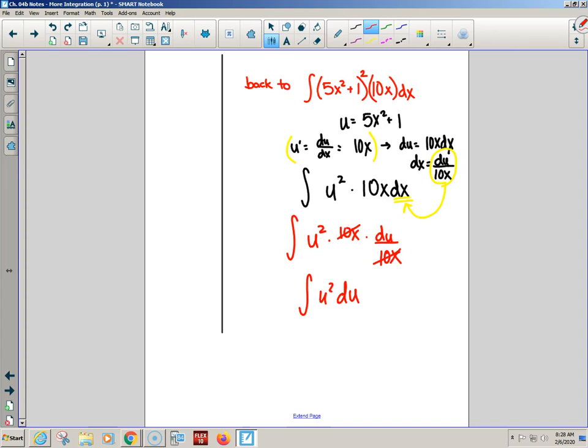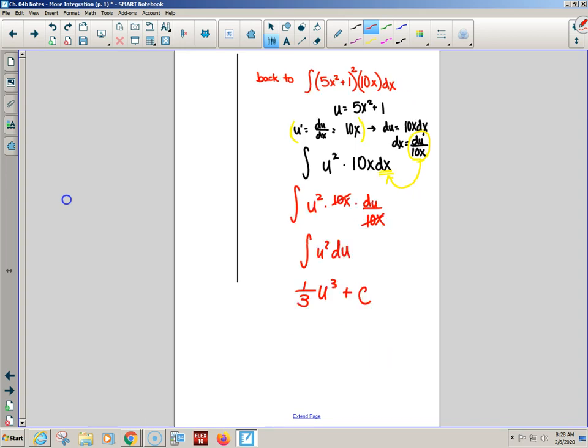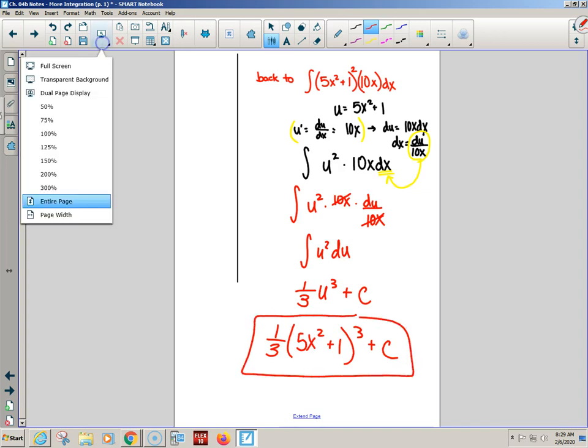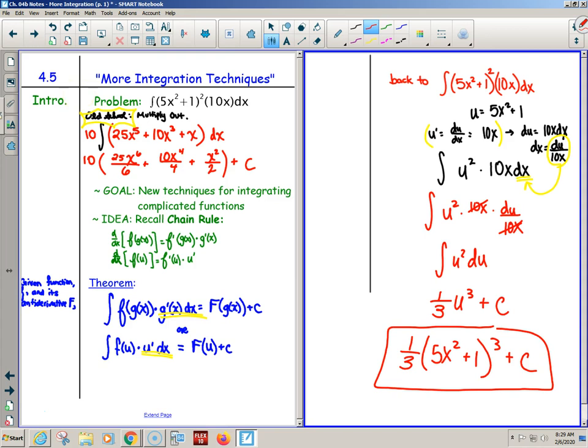Oh my goodness. All we have to do is a power rule. What's the integral of u squared? I'm done. Nah. It was in terms of x to begin with, and this is in terms of u. I have to finish my thought. Who was u? Wait a minute. Now some of you are like, wait a minute, we just solved this, and those answers look very different.